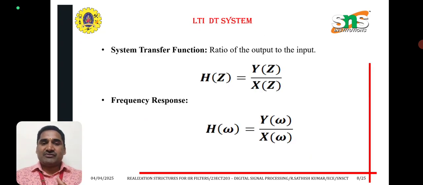Next one, system transfer function. System transfer function can be defined as the ratio of the output to the input. H of z is equal to Y of z divided by X of z. Frequency response, H of omega is equal to Y of omega divided by X of omega.